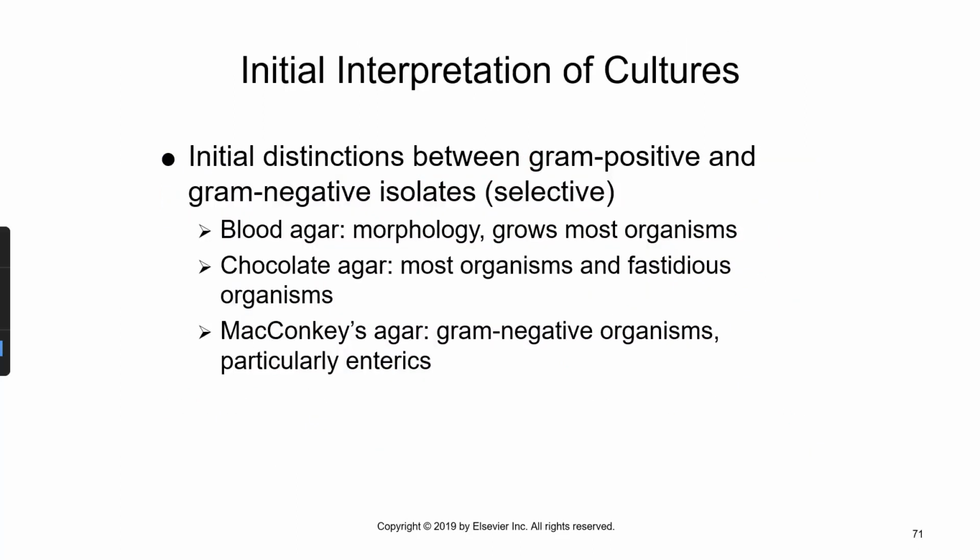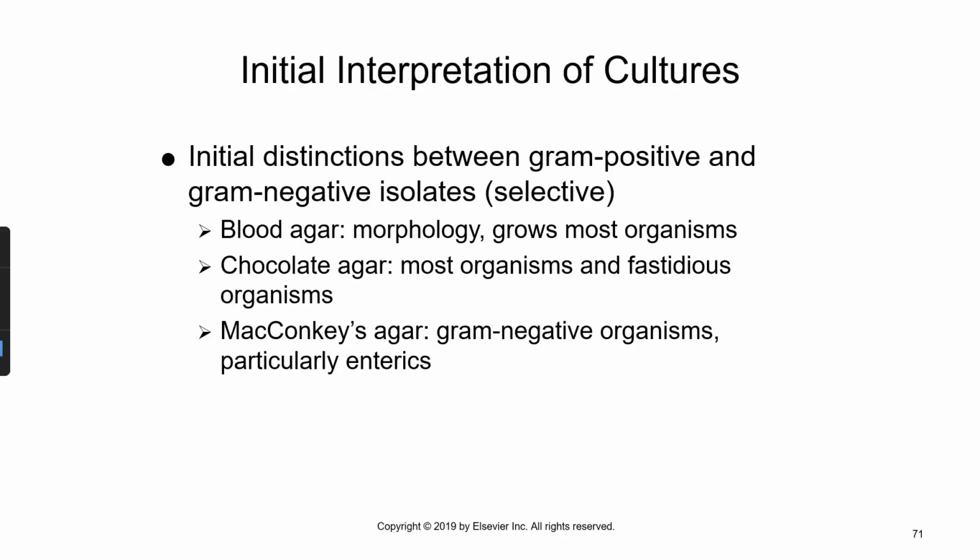So the initial interpretation of cultures, the initial distinctions between gram-positive and gram-negative isolates can be done using selective media. On blood agar, you can just look at morphology. It grows most organisms. It's not going to differentiate between gram-positives or gram-negatives. Chocolate agar also grows most organisms as well as the fastidious organisms. So if something doesn't grow on blood agar but does grow on chocolate agar, that can give you a hint that it may be more of a Haemophilus or a Neisseria type organism.